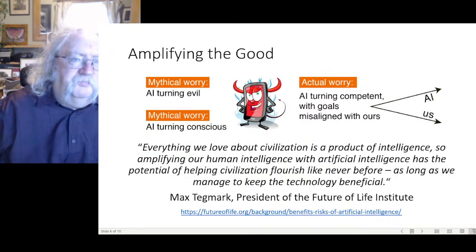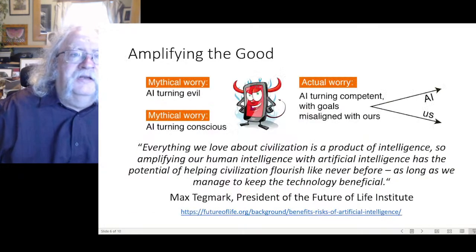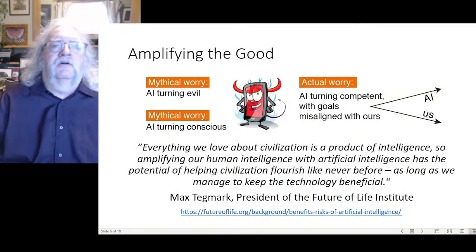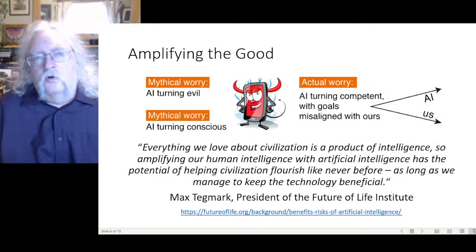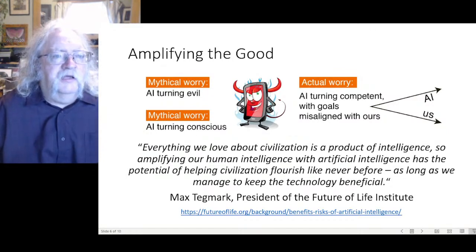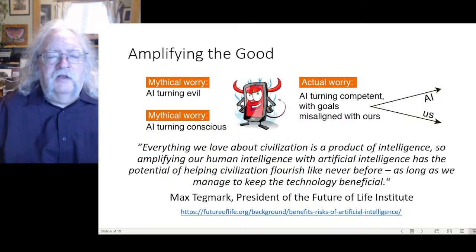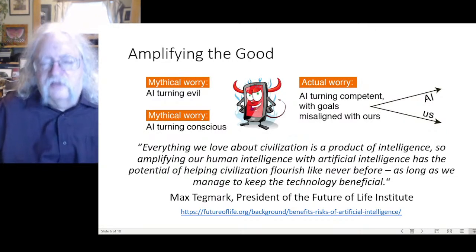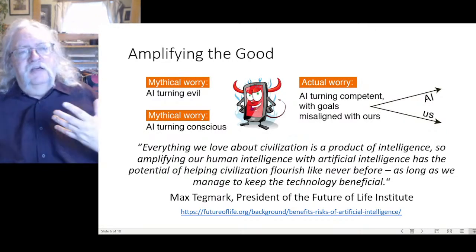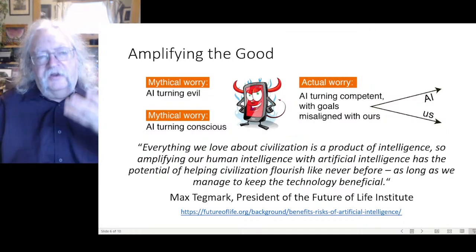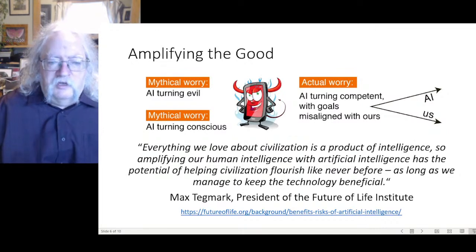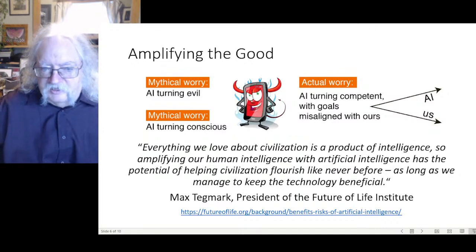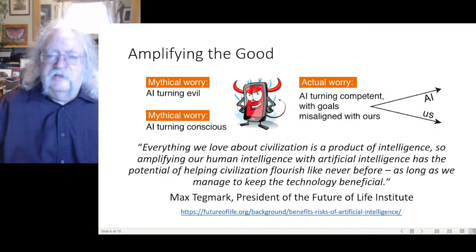And these two, identifying the bad and amplifying the good, are actually a pair of applications that go together. You can identify and amplify the bad. You can identify and amplify the good. The problem comes up when you identify the bad, interpret it as good, and amplify that. And that's when you run into problems. And that's why Max Tegmark says that this all is good as long as we manage to keep the technology beneficial.